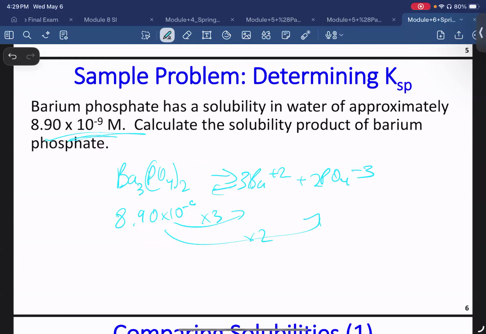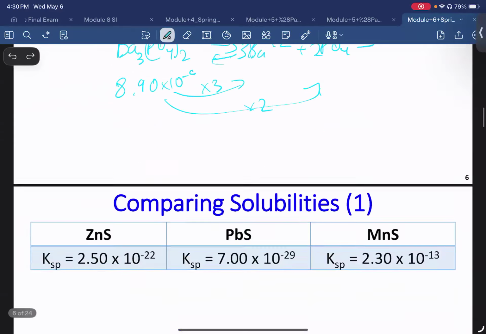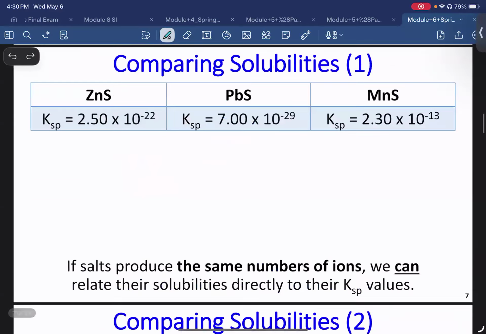Because this is going to be the concentration of barium, like this times 3, basically. Because for every 1 mole of barium phosphate, you have 3 moles of barium. So it's the idea of mole ratio. This is a core concept because the question is not that bad when you understand the concept.